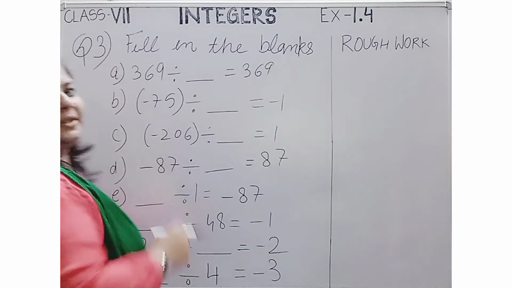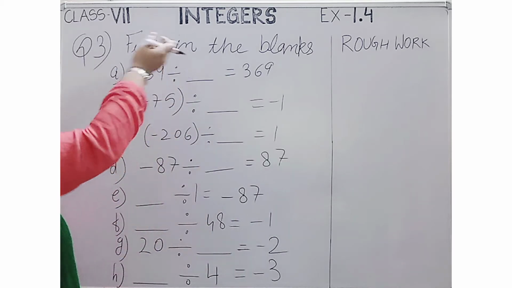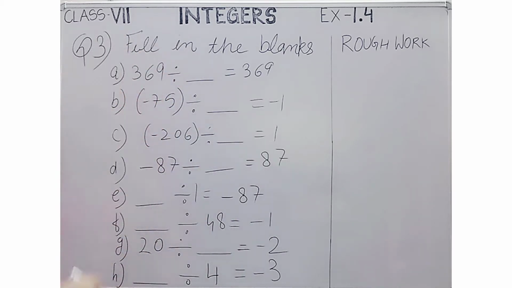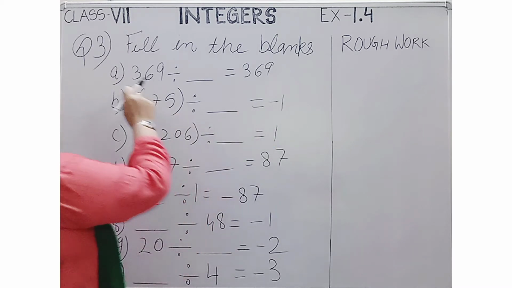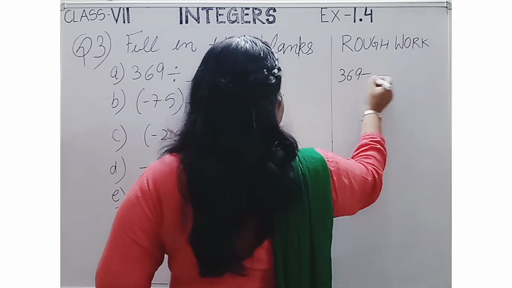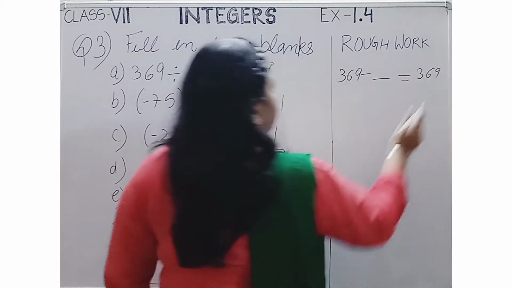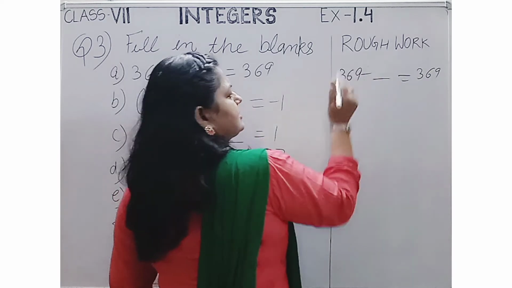Question number 3, fill in the blanks. I have written all the parts to save time. To get the answer of each part, we have to do some rough work. The first part is 369 divided by blank equal to 369. Here let the unknown number be x.